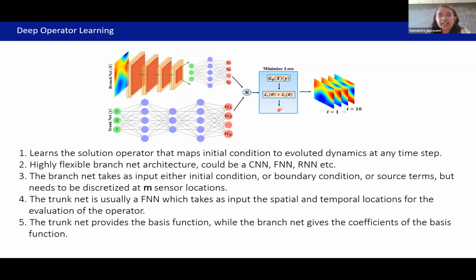The trunk net takes the spatial and the temporal locations at which we would want the operator to evaluate the solution. Conventionally, the trunk net gives us the basis functions, and the branch net gives us the coefficients of the basis functions. And with this, we construct the solution operator. The only constraint that we place here is that the input function at the branch net needs to be discretized at a certain specific number of sensor locations, which we denote by m.